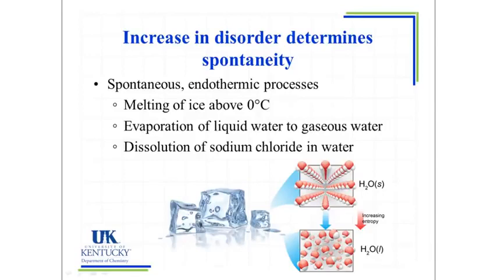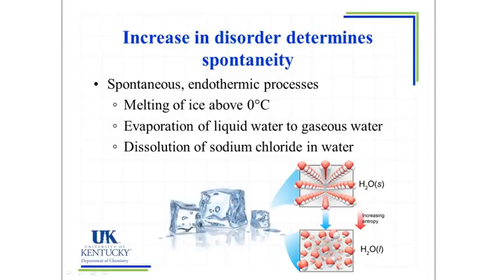Here are some examples of some spontaneous endothermic processes. This means that our enthalpy values are greater than 0 and we're having to put energy in to make them happen, but this can still be a spontaneous process. Above 0 degrees Celsius, ice melts. To go from the solid to the liquid phase, I have to put energy in. However, I also see an increase in the disorder of those molecules as I melt the ice.